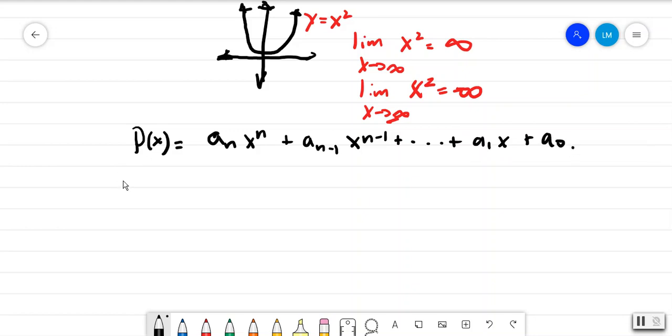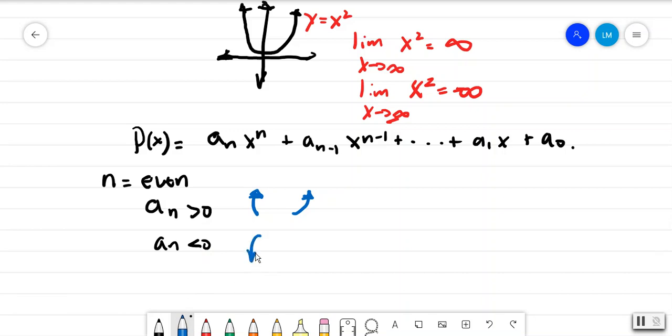Now, the easiest way to look at this is to look at the degree, in terms of whether it's even. So if n is even, then you have two cases. If a_n is positive, that's just like the parabola where it's pointed upward, so that's another way of saying infinity. But if a_n is negative, that means the polynomial is tending towards minus infinity.